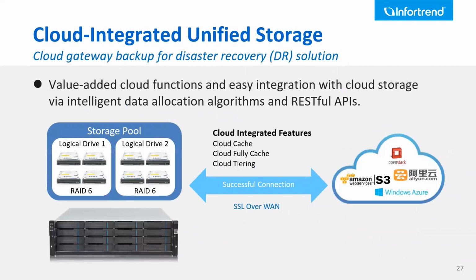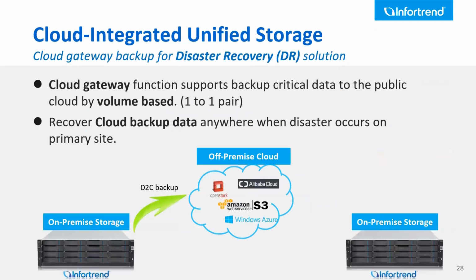Cloud Gateway is a backup for disaster recovery, let's say DR solution. It allows data in multiple EonStor GSe Pro storages to be synchronized with data on cloud storage. It includes Amazon S3, Microsoft Azure, Alibaba Cloud, and also OpenStack. The Cloud Gateway function supports the backup of critical data to the public cloud on a volume basis. The D2C backup, or so-called disk to cloud backup scenario, is presented in this slide. It will help to recover the data anywhere when disaster happens on the primary site.